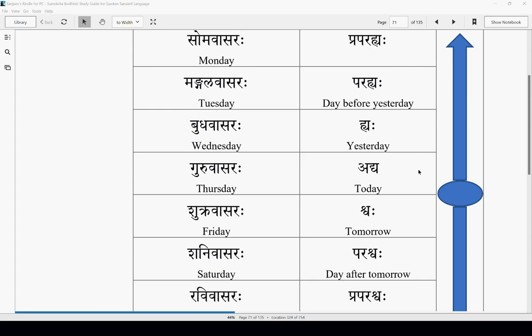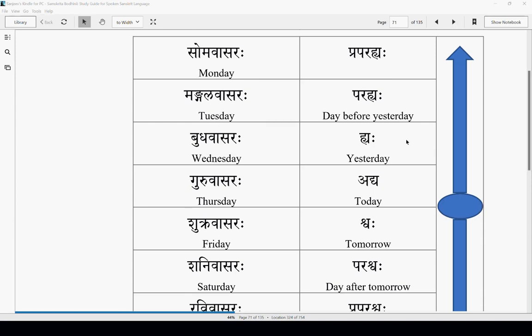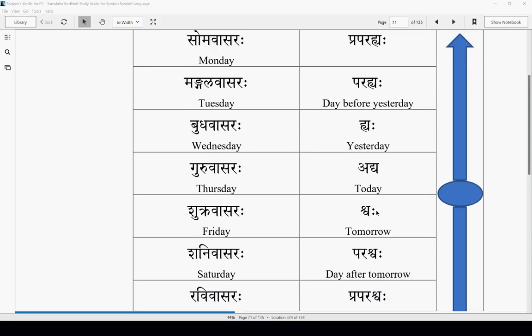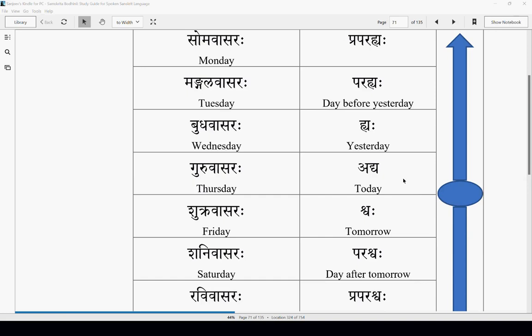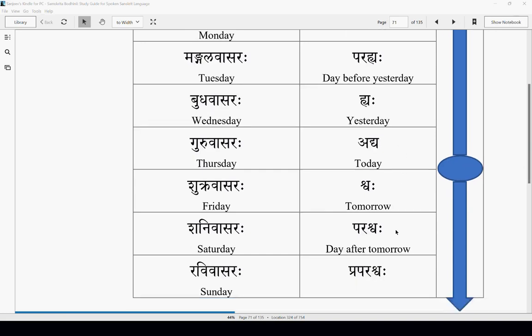So here, coming to the right side, Adya, today. Starting from today, if you go back and go forward, these are the Sanskrit words we use. Taking Guruvasara Adya, if you go back, then we have Hyaha, yesterday, Parahyaha, day before yesterday, Praparahyaha, the day before that. And then going forward, we have Shvaha, tomorrow, Parashvaha, day after tomorrow, Praparashvaha, the day after that.